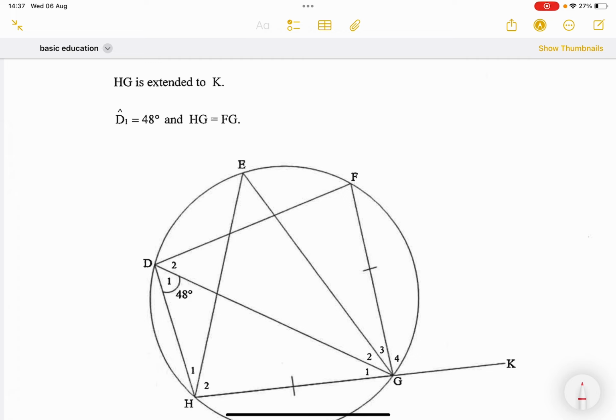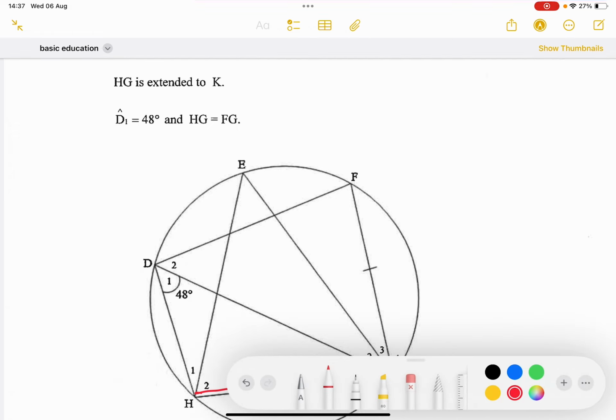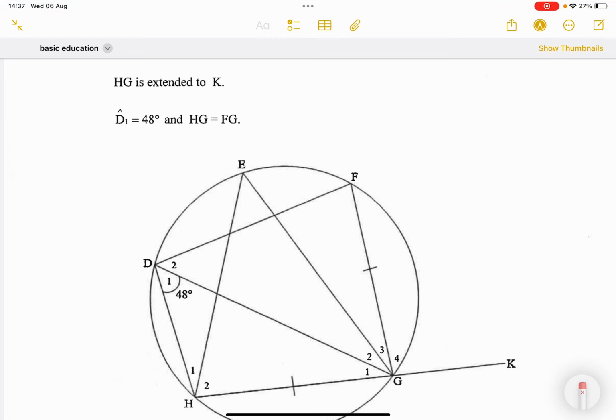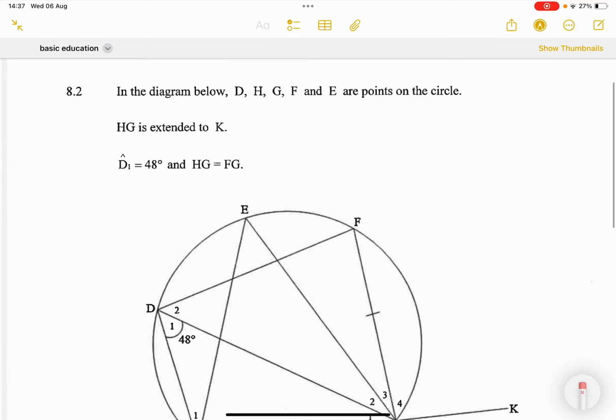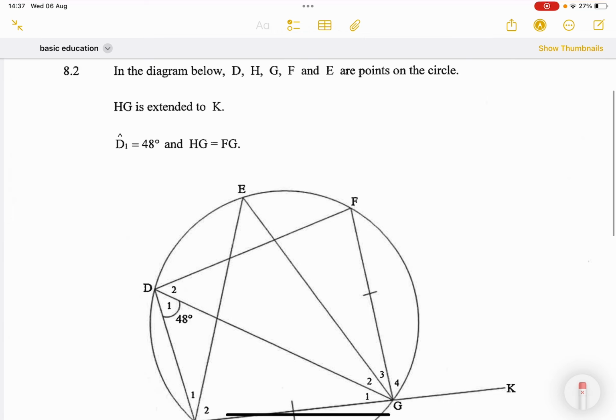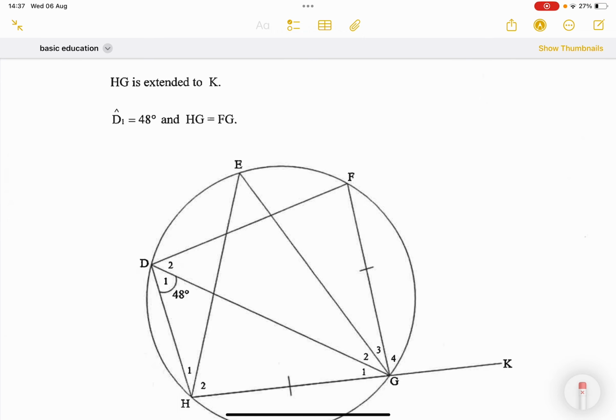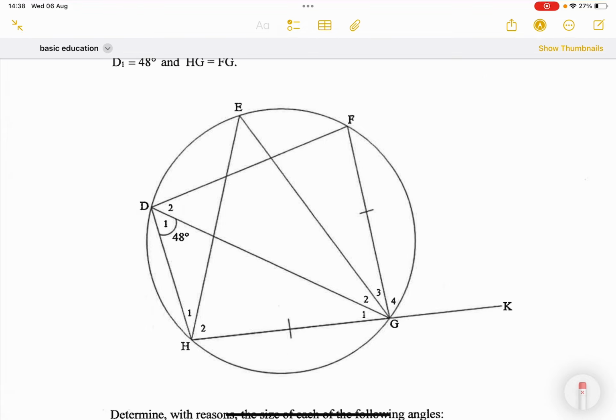So they are trying to tell us that this line over here, let me just indicate it. So there's our line HK there, right? That is a straight line. And so that means that we can either use exterior angles of a triangle, sum of angles on a straight line, or we can use exterior angles of a cyclic quad if we find it. Right, so they say to us D1 is equal to 48 degrees, and they tell us that HG is equal to FG. All right, let's get into the questions.